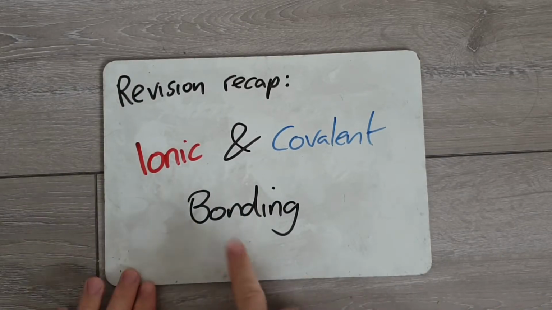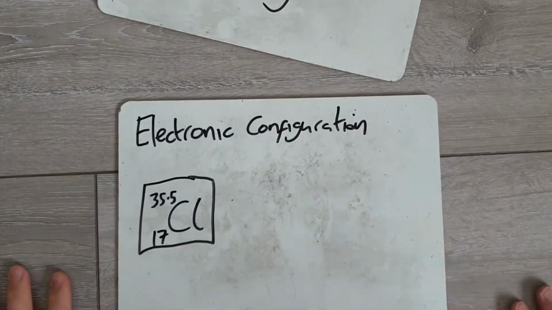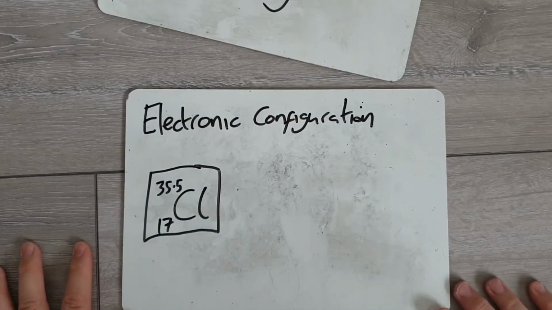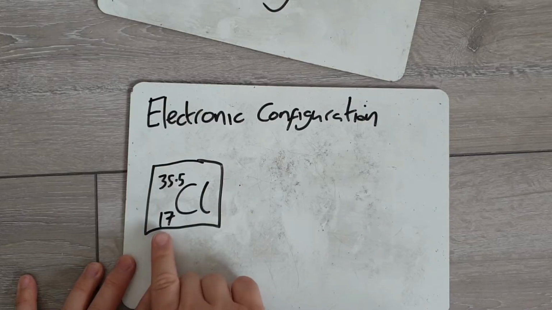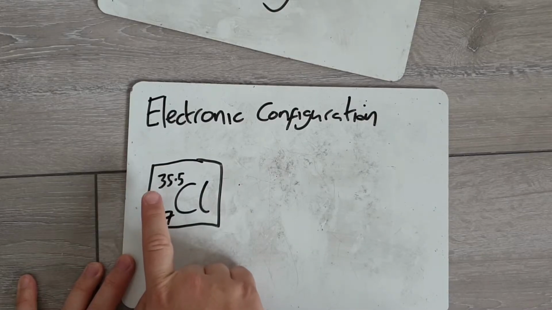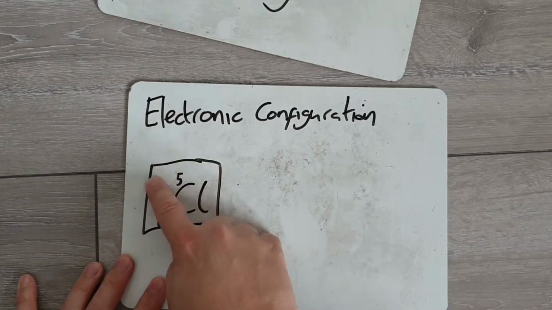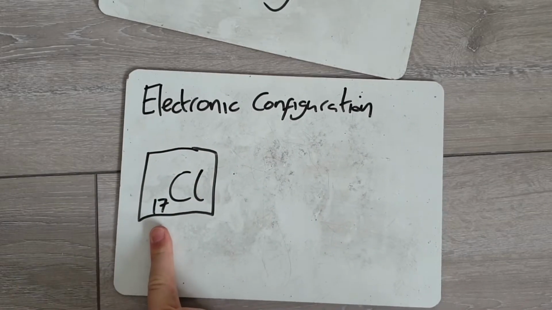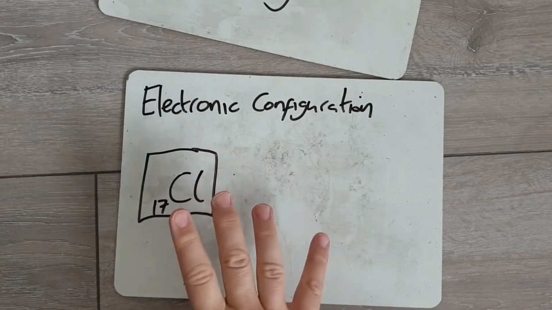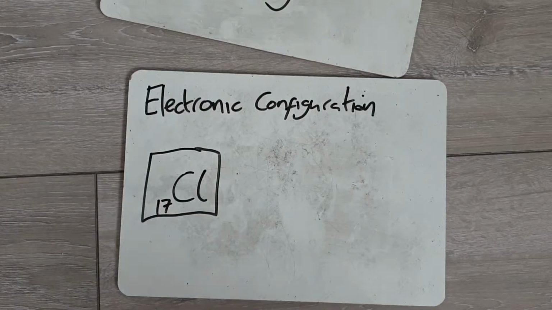So the first thing to look at when we talk about bonding is it's all about electrons and, more importantly, electronic configuration. So we've got chlorine here. This is what you'd see if you looked at chlorine on the periodic table: 17 at the bottom, 35.5 at the top. All that we care about when we're talking about bonding is that number, not the mass number. For the purposes of this video, that tells you how many electrons it's got. So chlorine's got 17 electrons.